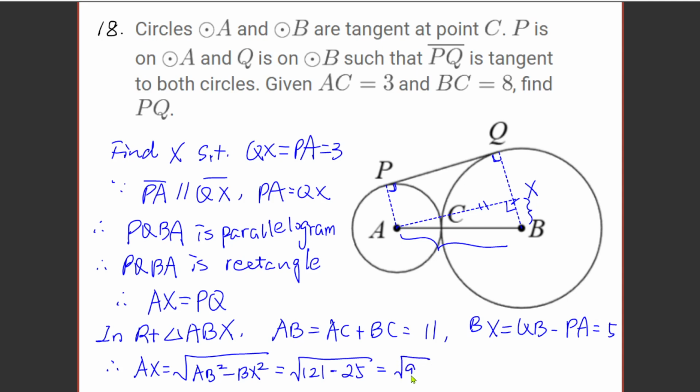And that's actually square root of 96, and simplify to 4 square root 6. And again, therefore, PQ equals AX, which is also 4 square root 6, right? Did you get it? Again, if you can find any line that is tangent to any circle, we could make use of the corresponding right triangles.